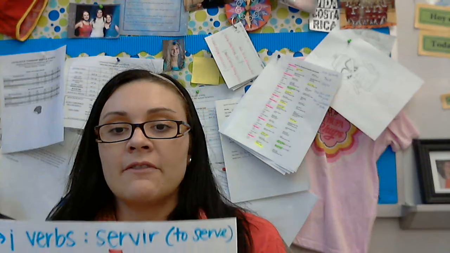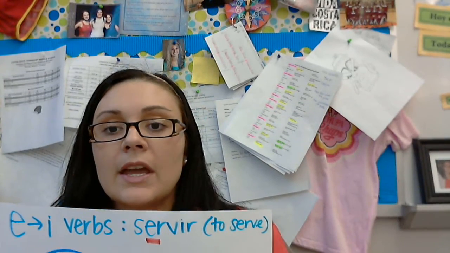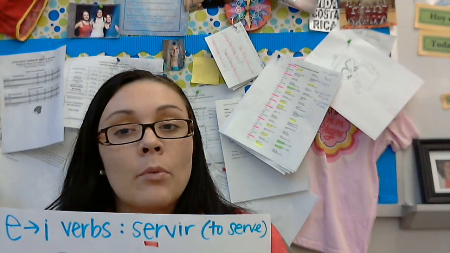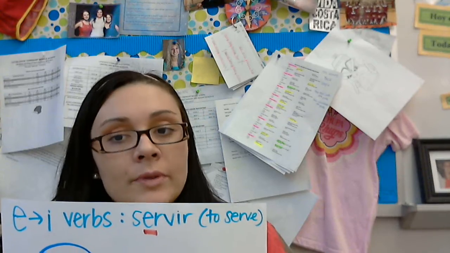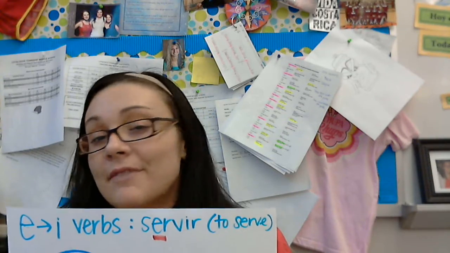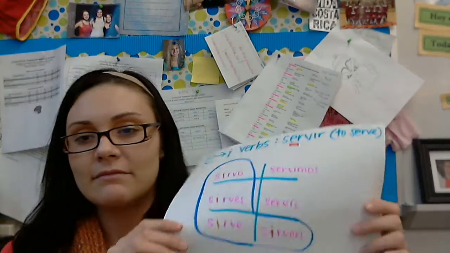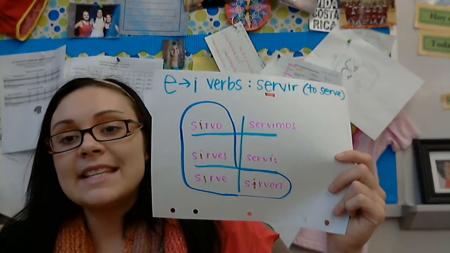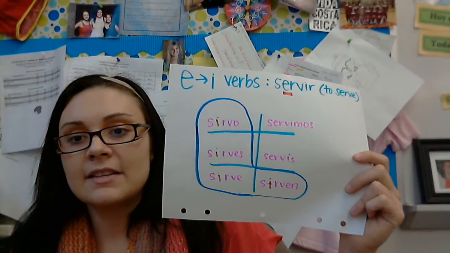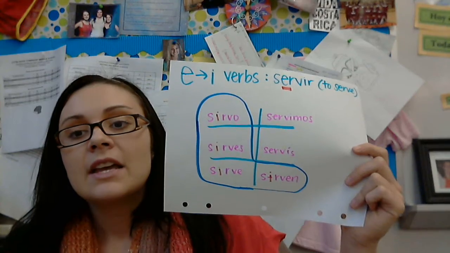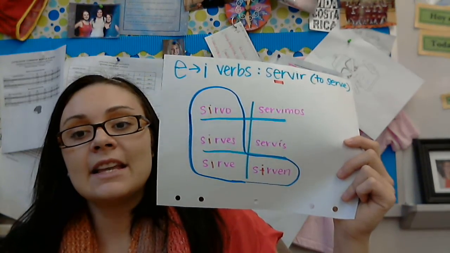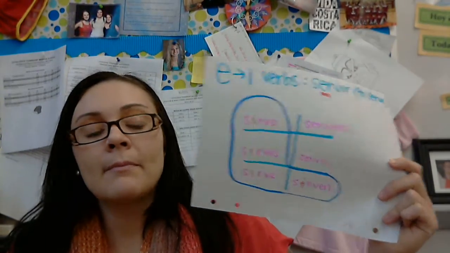The other form, E to I, an example of this would be servir, to serve. The E becomes the I, but when? Only when it's in the boot. Very good. Hopefully you said that. So it becomes sirvo, sirves, sirve, servimos, servís, sirven. Okay, remember, when you're pronouncing, the E is different than the I.